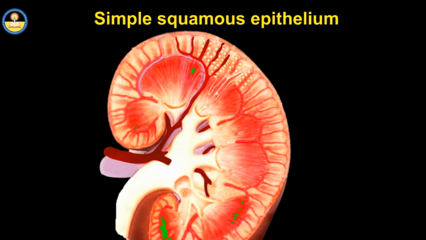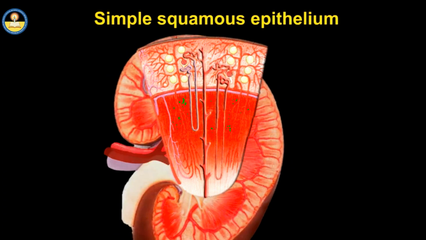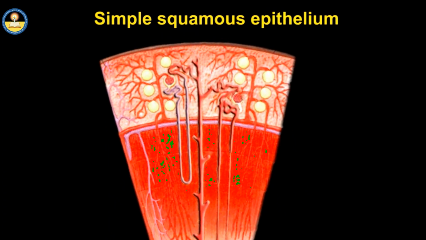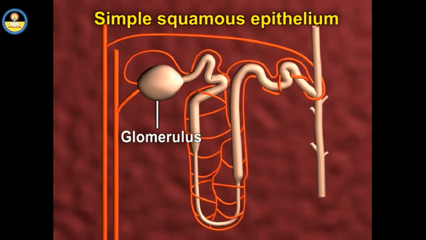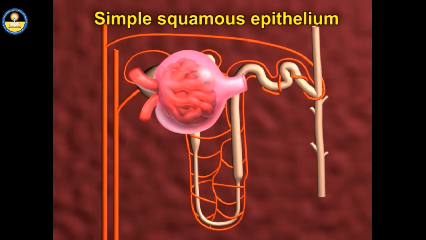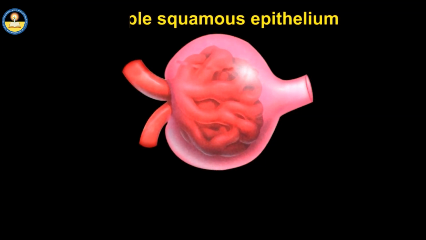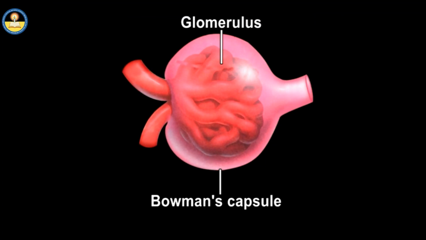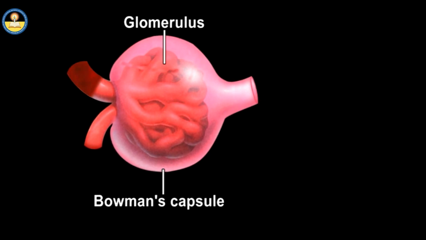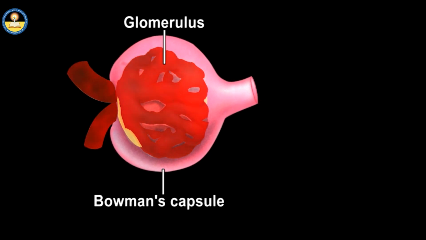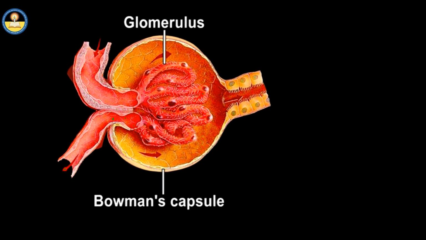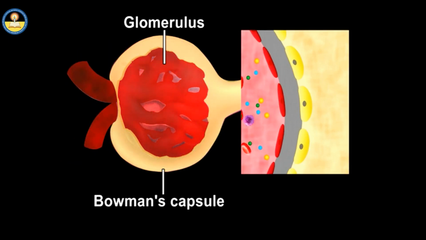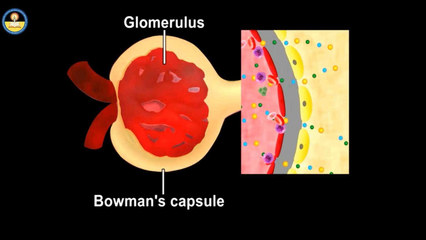There are other organs also where simple squamous epithelium is found. Rapid diffusion or filtration of blood takes place in the glomerulus present in the Bowman's capsules, the filtering units of the kidney. The wall of the glomerulus is made up of simple squamous epithelium, thus making this blood filtration possible.